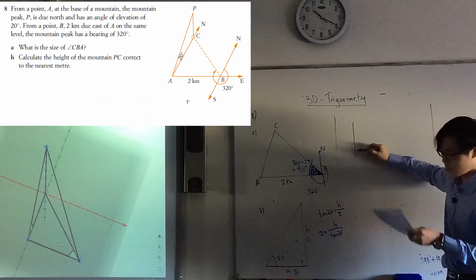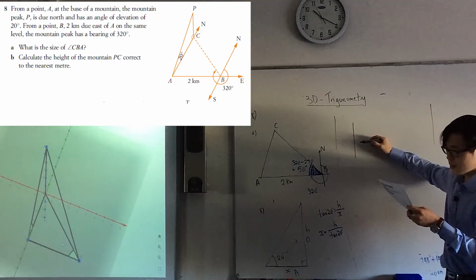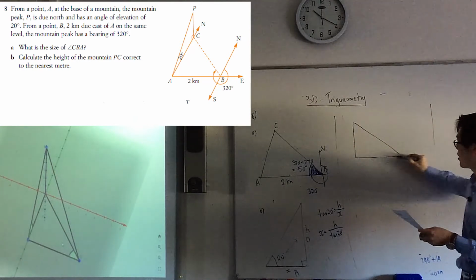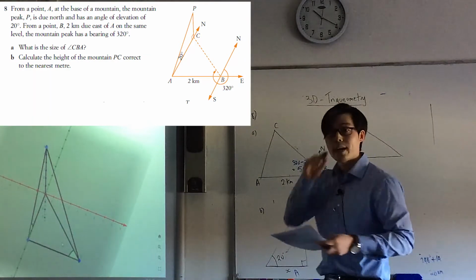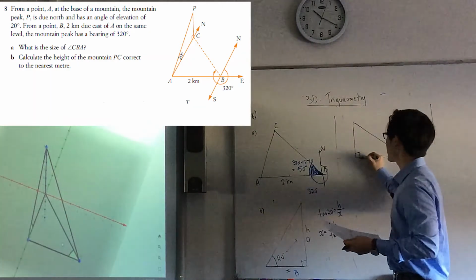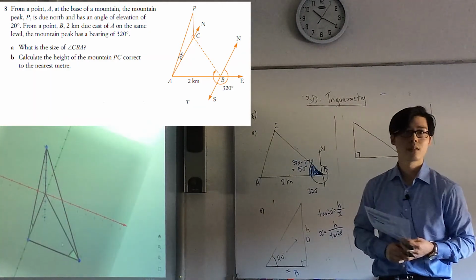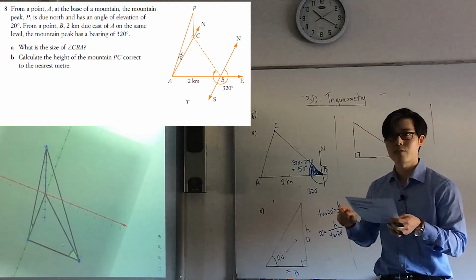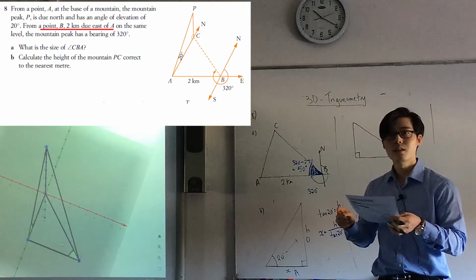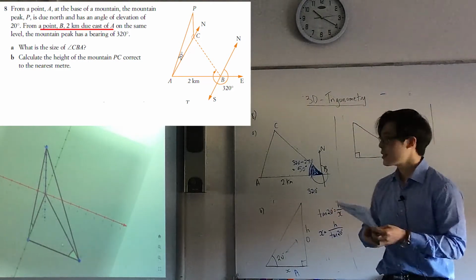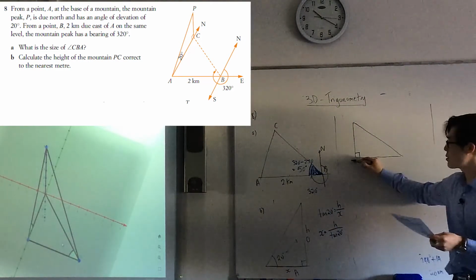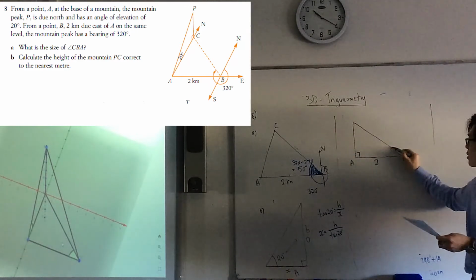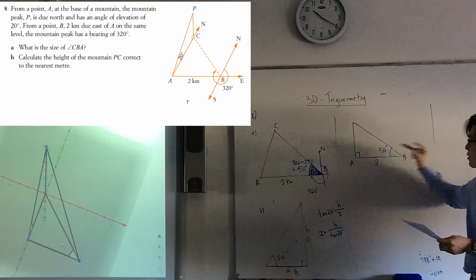Okay, let's look at the base of the triangle. Now, the triangle that you see over there, is it right angle? Yes. How can we know that? Because in the question, it says from a point B, 2 kilometers east of A. So it has to be right angle. So this is A, this is B. What do we know? This is 2 kilometers from here. This is 50 degrees.